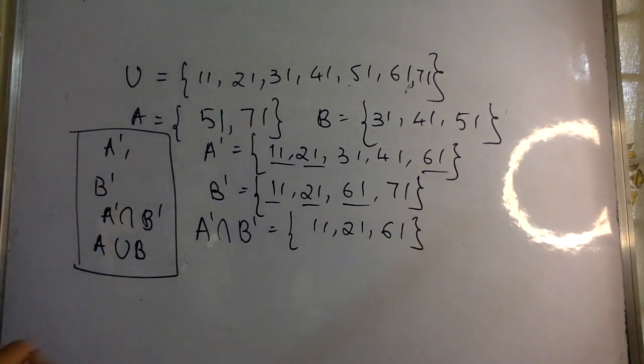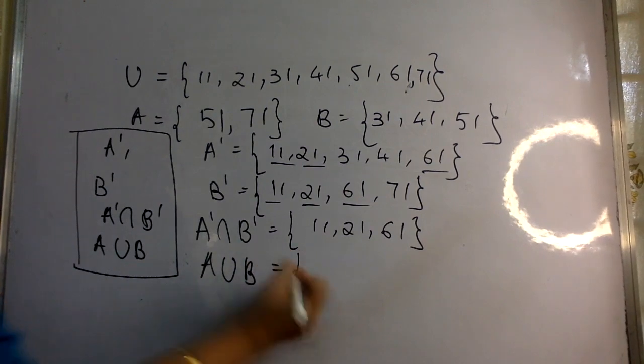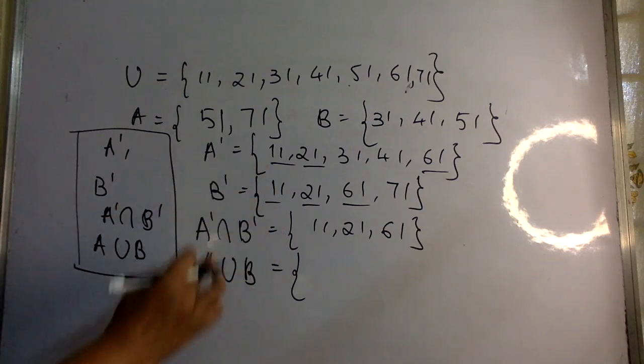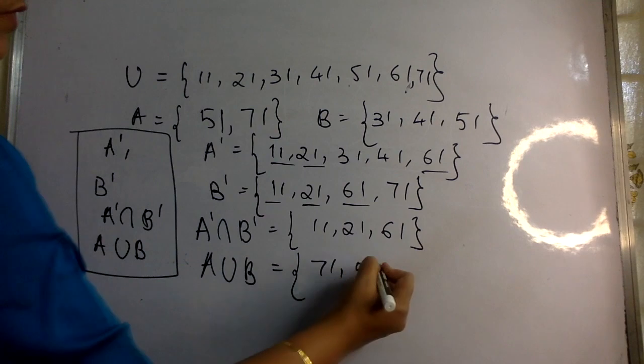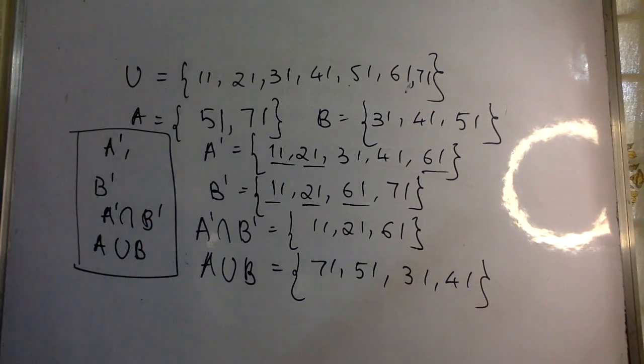These are my complements. A union B is going to be everything that is there in A and that is there in B without repeating anything. I can see 51 has been repeated, no problem. We'll write it only once. 51, 31, 41. The sequence does not matter. So this is A union B.